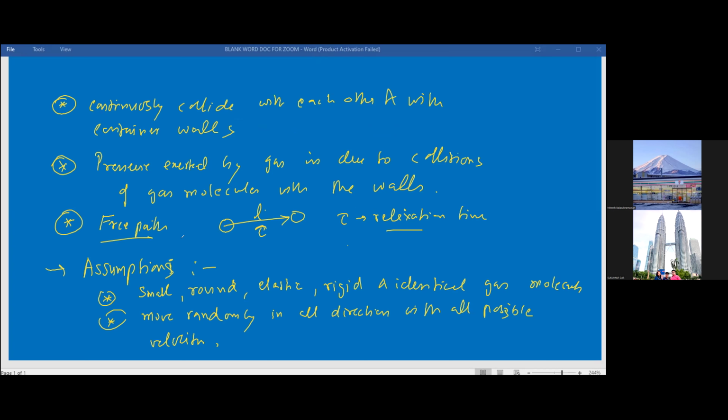The second point: gas molecules move randomly in all directions with all possible velocities. This means we cannot predict the velocity of a gas molecule. Let's say one gas molecule is moving with 20 meters per second. We cannot say what its velocity will be within a fraction of a second. It is continuously changing.